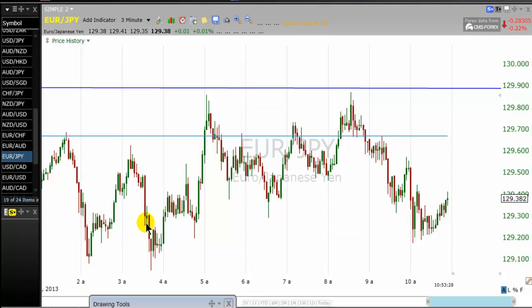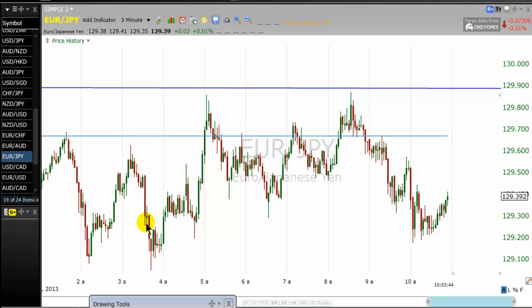Now, the setups will take place on the higher time frames. Can be daily, monthly, can be 4 hours, depending on what you are trying to do. So the setup first. Good.